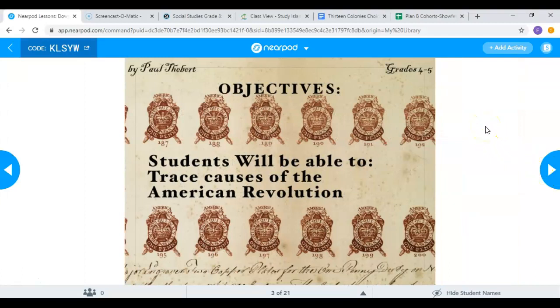So the objectives for this particular lesson is that you will be able to come up with and trace causes of the American Revolution that, by the time you take the assessment on October 12th, you will have a good grasp on what things caused the Revolutionary War.